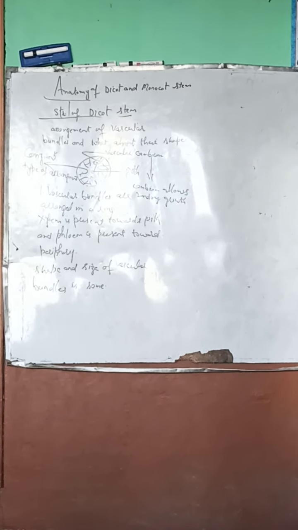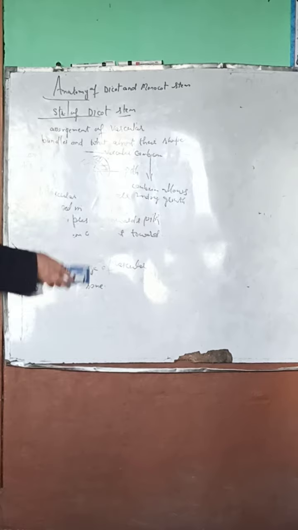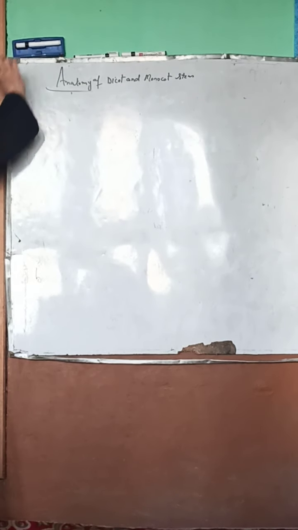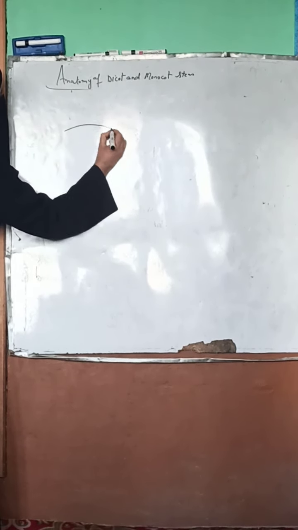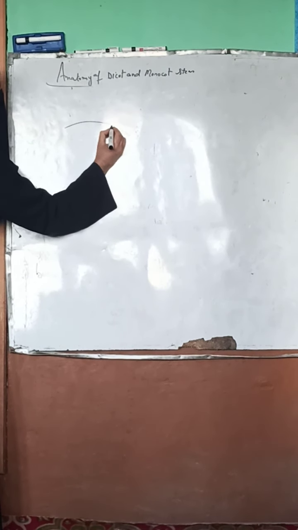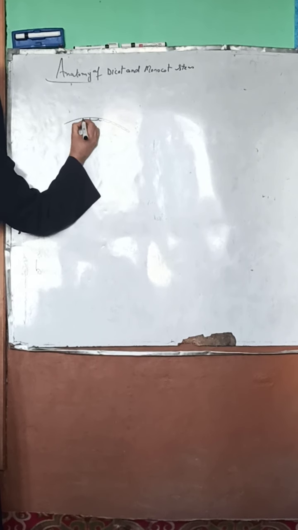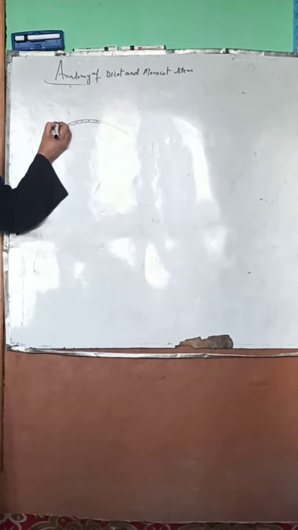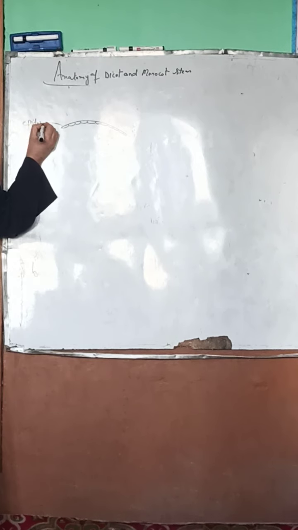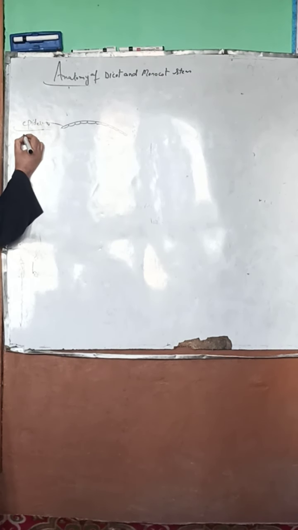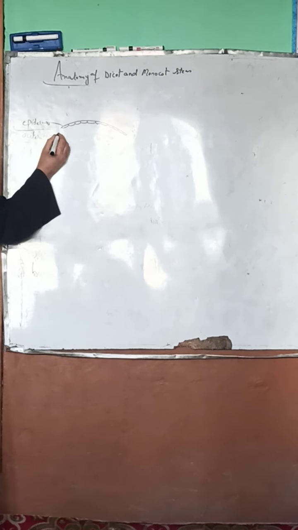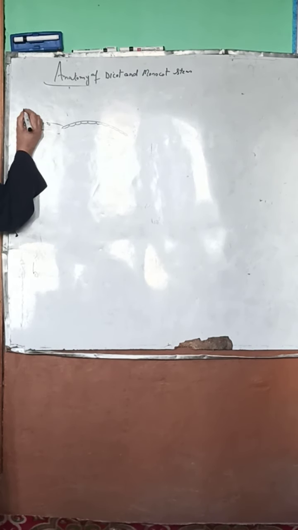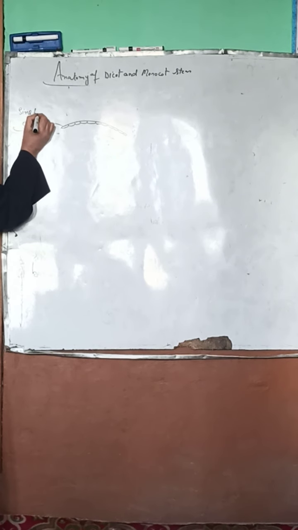Now we will draw the structure here. For example, we know that there is also an outermost layer which we call epidermis, and in every structure I had told you this epidermis is the outermost layer, and it is single layered.